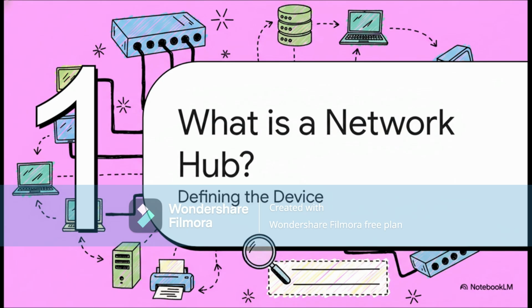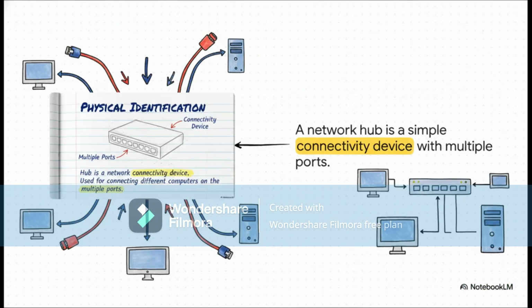So what exactly is this thing? Let's break it down and get a super clear definition that'll be perfect for you to use in your exams. Okay, take a look. This right here is a network hub. Doesn't look like much, does it? It's really just a simple box with a bunch of ports. The easiest way to think about it is like a power strip, but for network cables. Each one of those ports is a spot to plug in a computer.